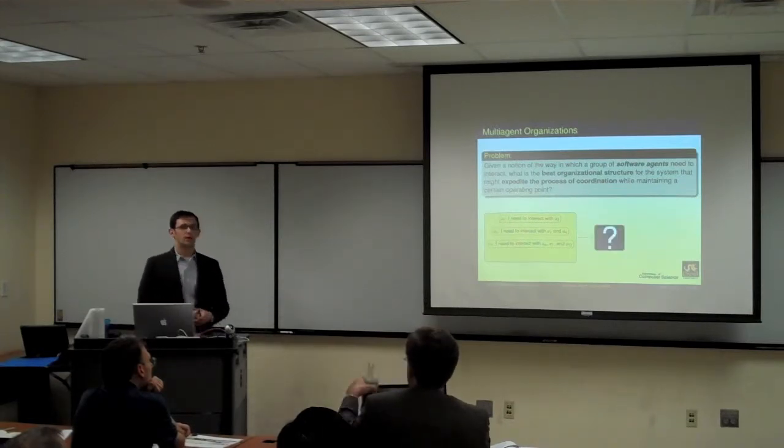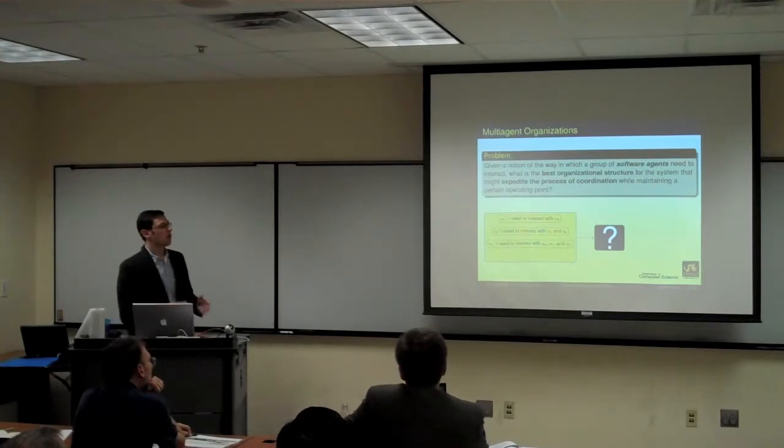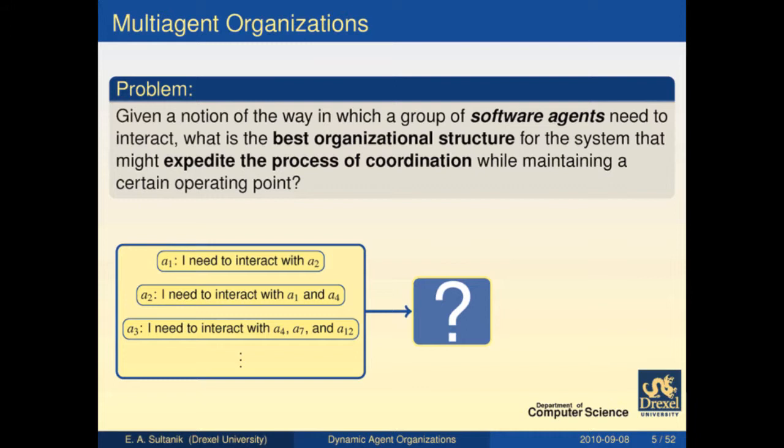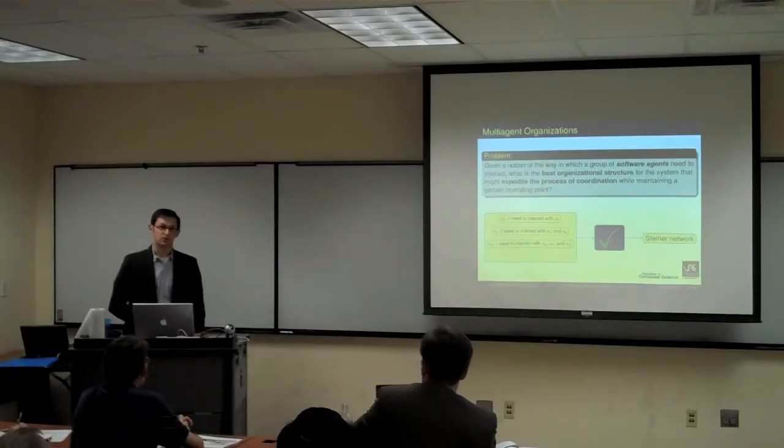So ultimately what we want is some type of process by which all of the agents can, in a distributed manner, coordinate with each other to try and figure out some structure that better enables their coordination. For example, a Steiner network, or maybe some other type of organizational structure. So what this dissertation is doing is it's filling in a small portion of this box by providing parallel and distributed algorithms for doing just that.